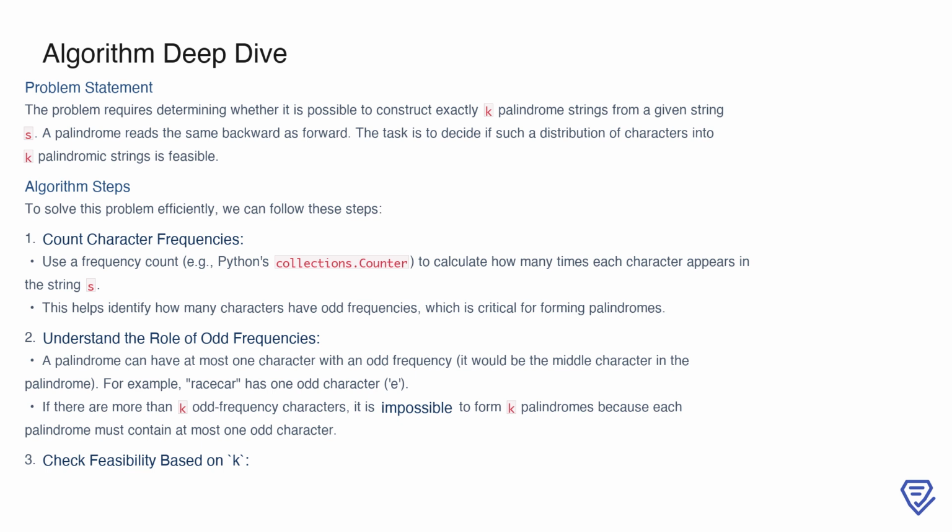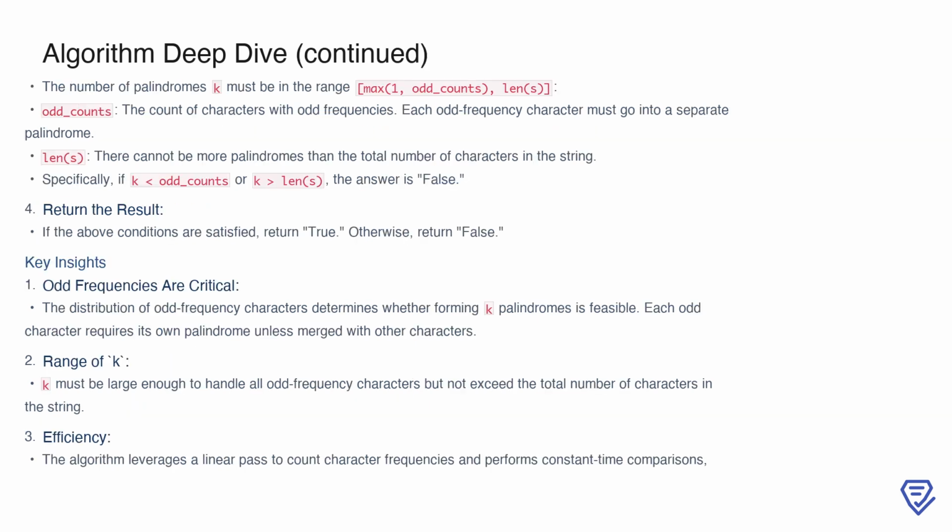Finally, we check the feasibility of constructing k palindromes by analyzing the relationship between k, the odd frequency counts, and the total length of the string. The range of possible values for k is critical to solving this problem. Specifically, k must lie within the range of max(1, odd_counts) and len(s). The lower bound, odd_counts, represents the minimum number of palindromes required to accommodate all the characters with odd frequencies, as each odd frequency character necessitates its own palindrome. The upper bound, len(s), ensures that we aren't attempting to create more palindromes than the total number of characters available.